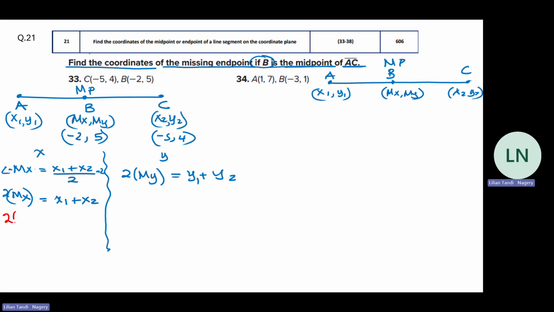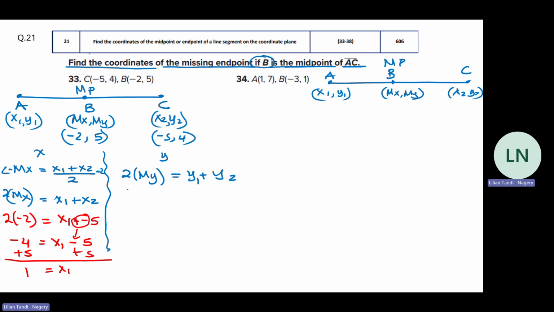So I have 2 multiply -2 equals x1. I don't know x1. Do I know x2? Yes, -5. So -4 equals x1 minus 5, because a positive multiply a negative becomes a negative. Okay? Now I want x1. I will add 5 on both sides. x1 equals 1.